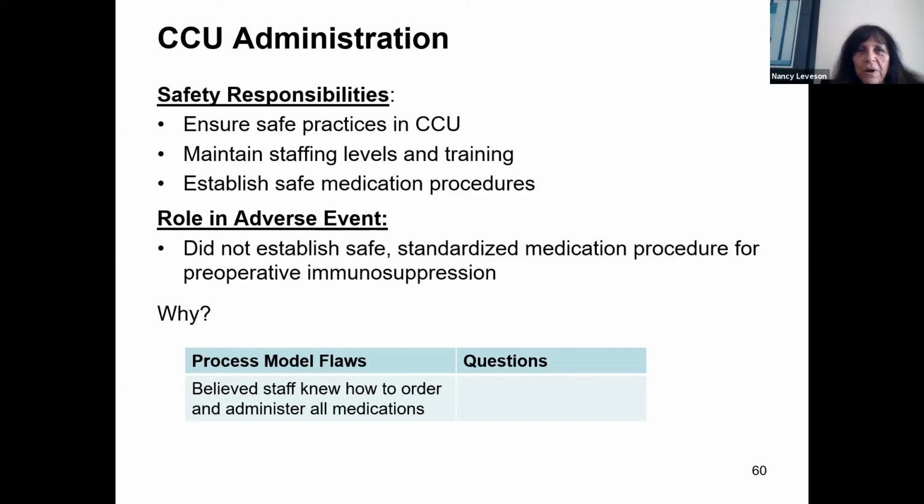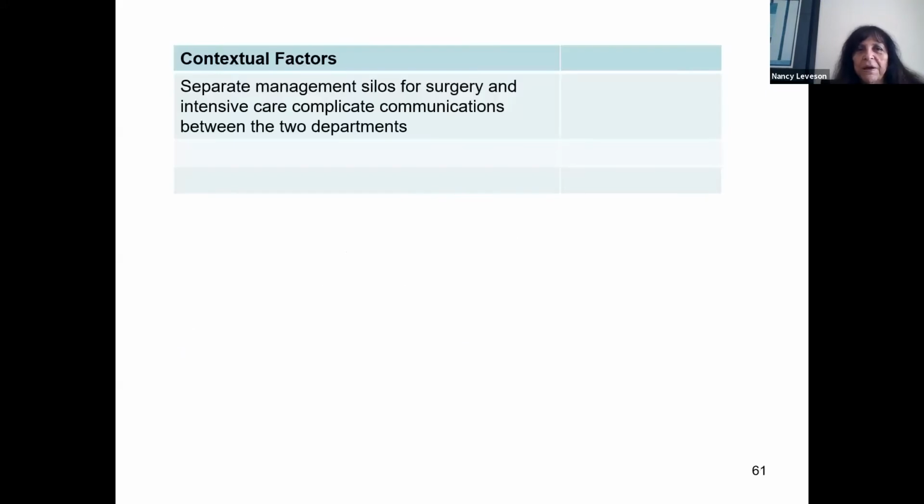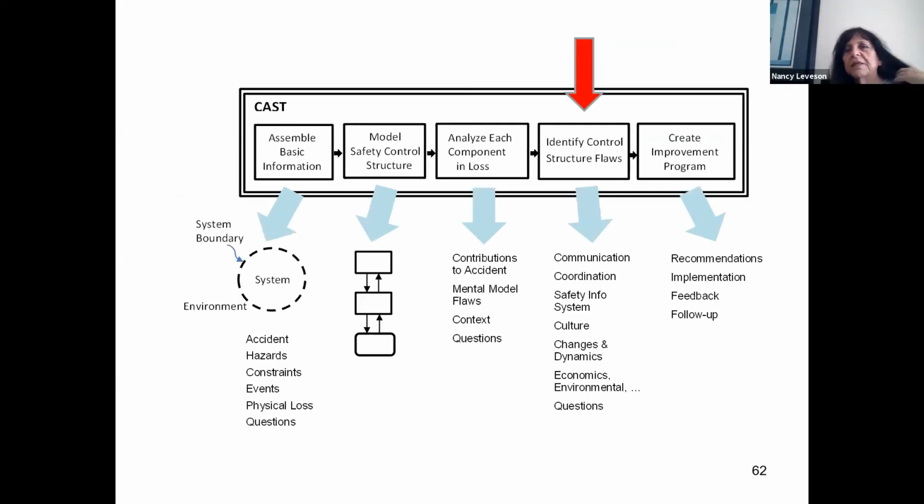The CCU administration, well, you can read these. There was a separate management silo for surgery and intensive care that complicated the communication. I remember I said there were two separate control structures, and there were communication problems. The next step in CAST is to identify the overall control structure flaws, the things that aren't in the individual components. We want to look at the individual components, but there are some things that are just wrong with the whole design of the structure that we need to look at.